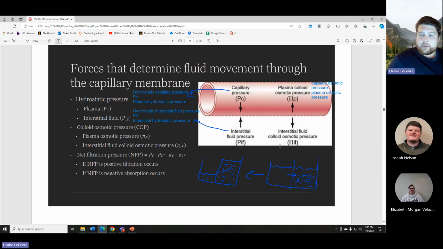And the interstitial, same kind of rules apply. If it needs to mention that it's the interstitial fluid and that it's either colloid pressure or it's osmotic pressure in some form, that's what it's going to say.